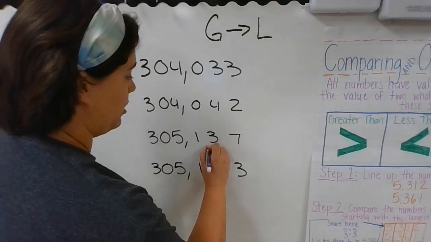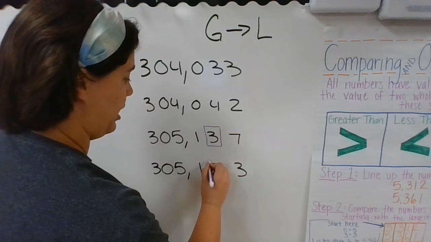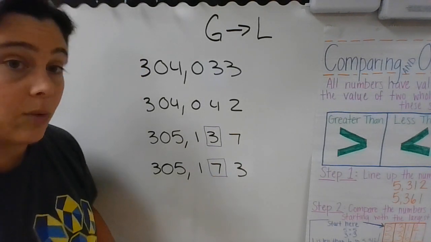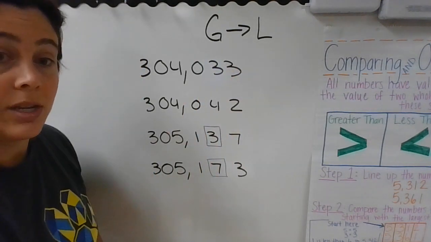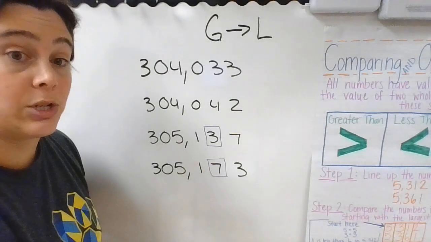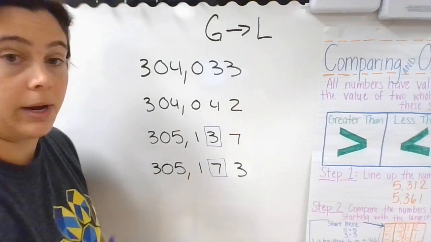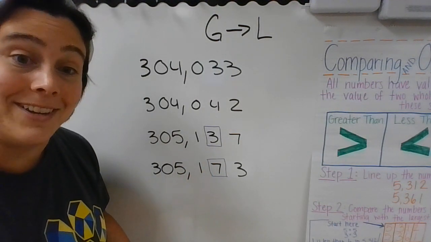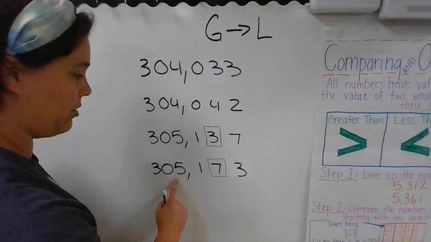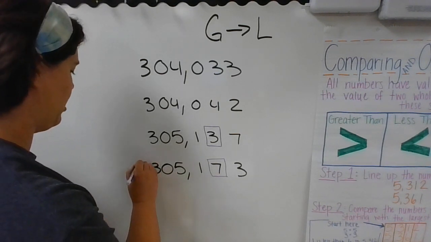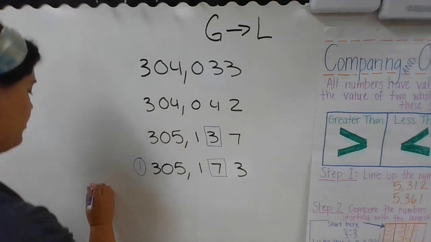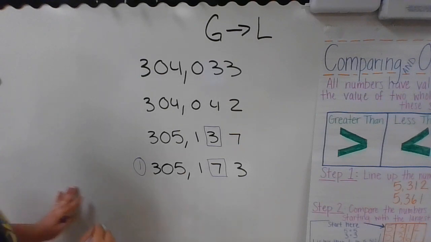We have a 3 and we have a 7. And remember, we're going from greatest to least. So, in the tens place value, which number is greater? 7 or 3? 7. So that means that 305,173 is going to be listed first. So they're going to be listed first.